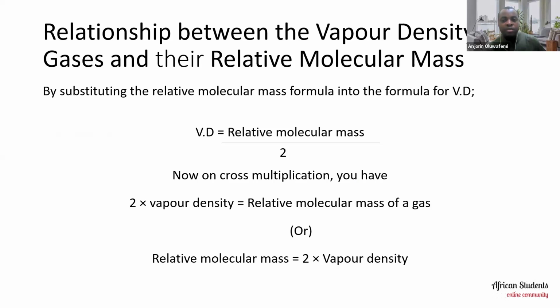Okay, so the relation between vapor density of gases and their relative molecular mass. By substituting the relative molecular mass formula into the formula for VD, you have your vapor density to be relative molecular mass divided by 2. Now on cross multiplication, you have 2 times vapor density, which equals the relative molecular mass of a gas. So the relative molecular mass equals 2 multiplied by vapor density, and that's the relationship.